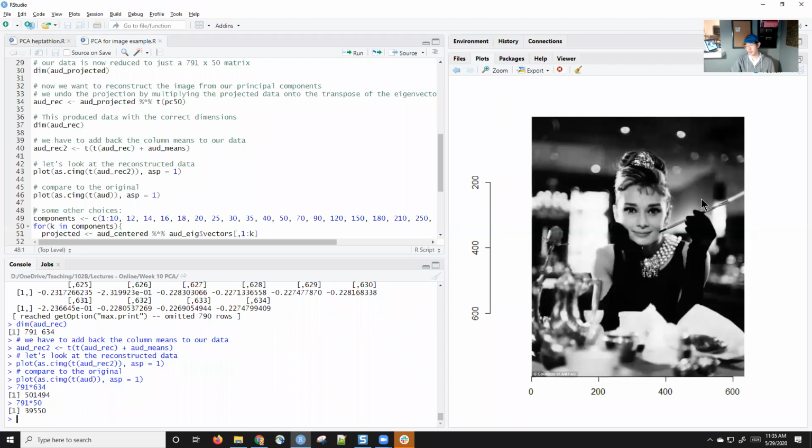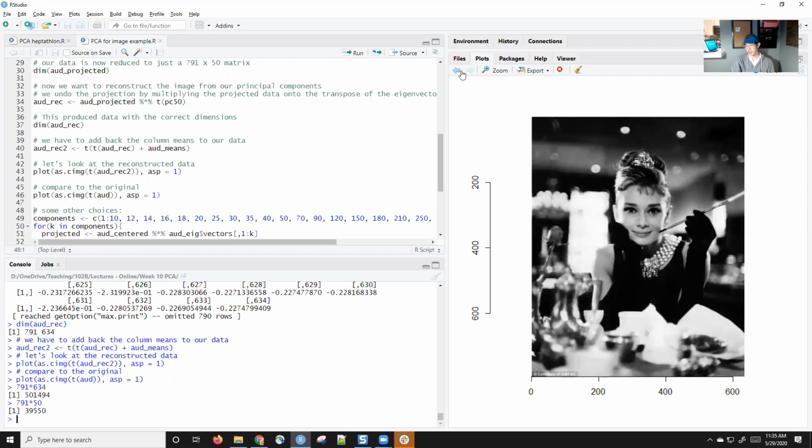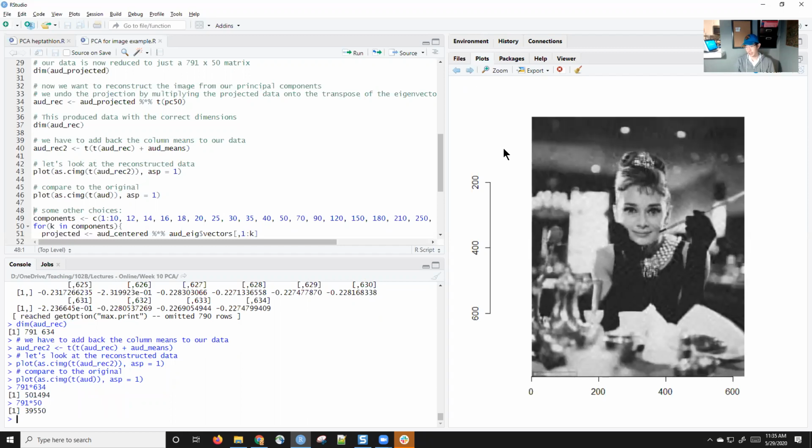Whereas the original image looks like this, right? So you're losing some image quality, but you can still definitely tell what the picture should look like. So this is the original data, and this is the data after we've compressed it from 634 columns of data down to 50 columns of data.